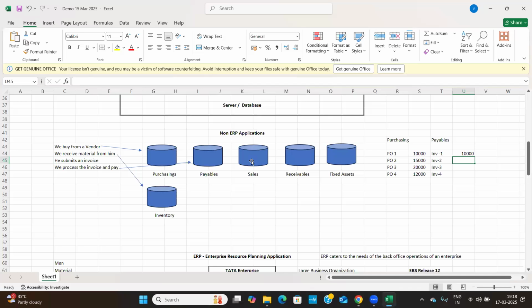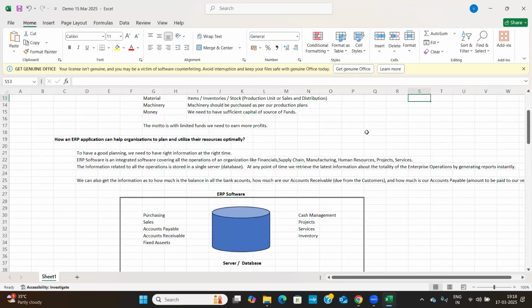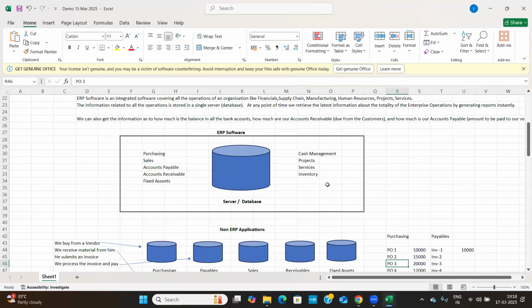So you do not know how much you have to collect from the customer. On the one hand, you will have sales orders. On the other hand, you know how much he has paid. But how much still is due, that kind of comparative information, you will not be able to get. That is the drawback of this information. Because of this reason, to overcome these challenges, now the ERP has come into existence. Now in the ERP, everything will be on one server.